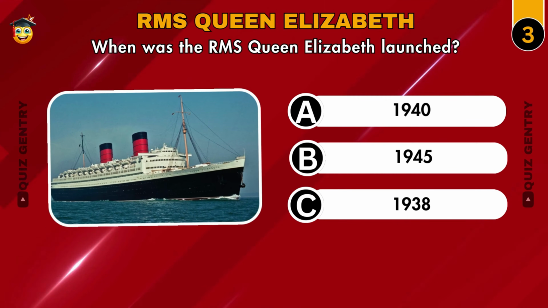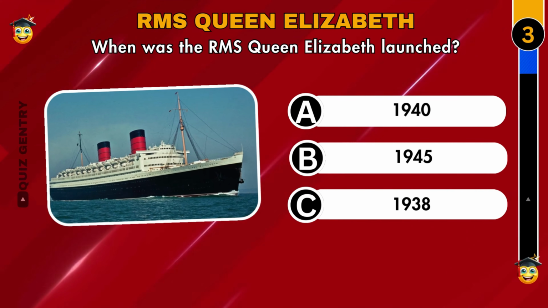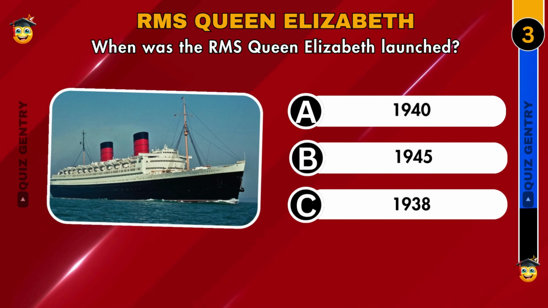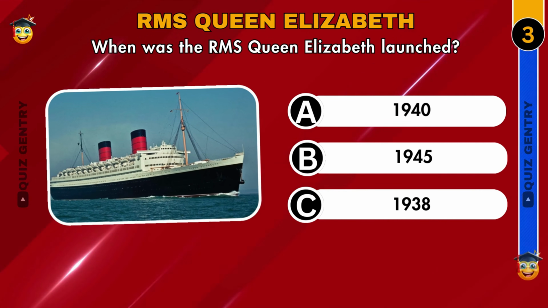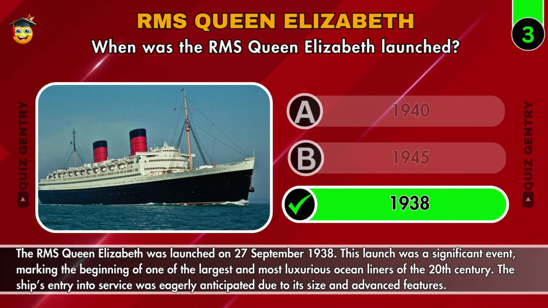When was the RMS Queen Elizabeth launched? 1940, 1945, or 1938? 1938. The RMS Queen Elizabeth was launched on 27 September 1938. This launch was a significant event, marking the beginning of one of the largest and most luxurious ocean liners of the 20th century. The ship's entry into service was eagerly anticipated due to its size and advanced features.